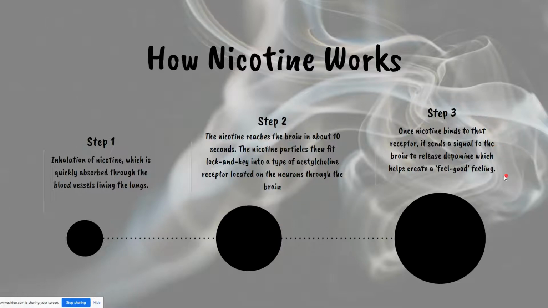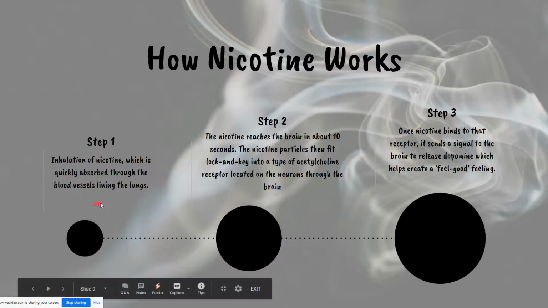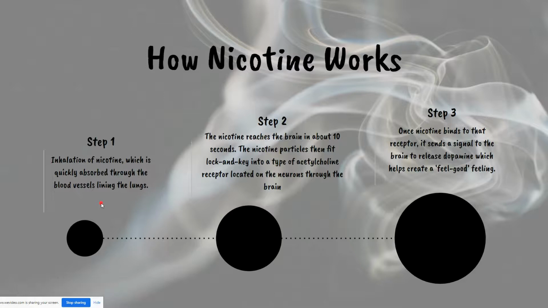All right, so with nicotine, the way that it works, when you inhale nicotine, it's quickly absorbed through the blood vessels that are lining your lungs. Step 2, it reaches your brain in just about 10 seconds. The nicotine particles then fit like a key into a lock, into a type of acetylcholine receptor located on the neurons throughout your brain. For any type of drug that anyone chooses to use, there are receptors in our brain that the drug is going to attach to, and it's going to release these extra feel-good chemicals.